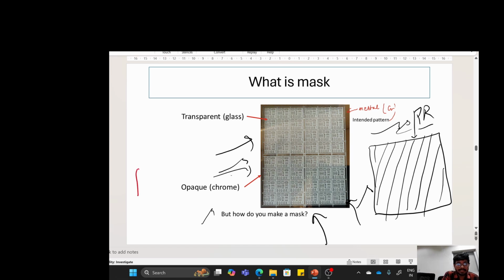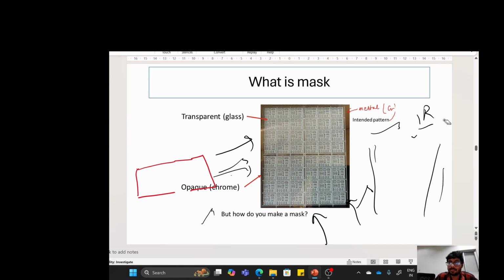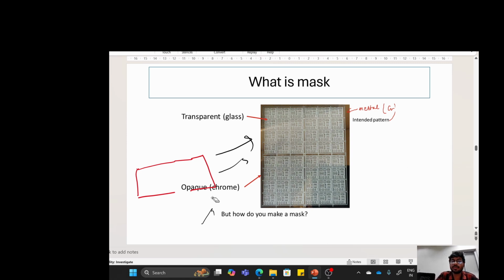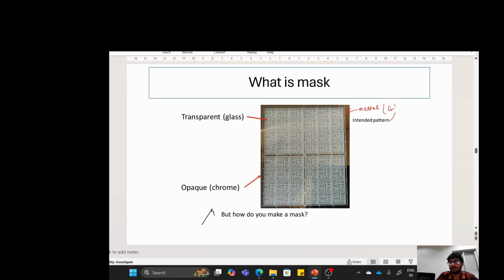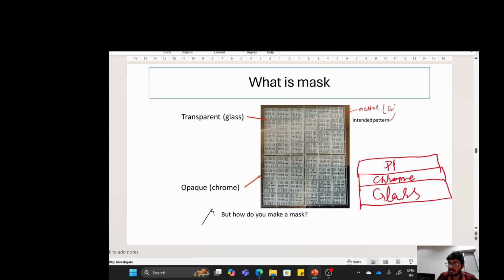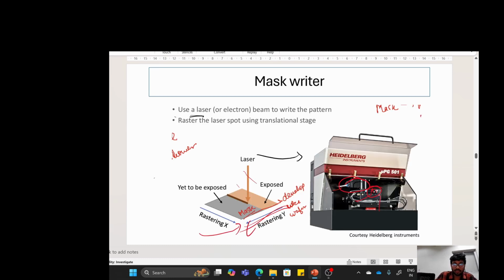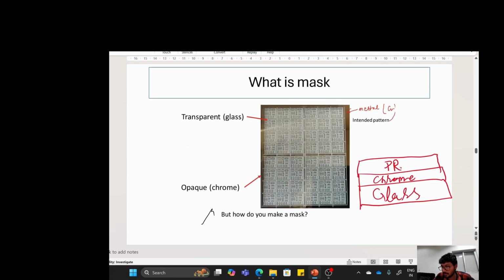Let me just show you the side view, the profile. This is your glass or quartz, this is your chrome, and over this is the photoresist. First, with this Heidelberg tool, we write the pattern over the photoresist.